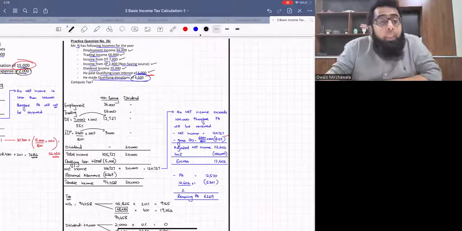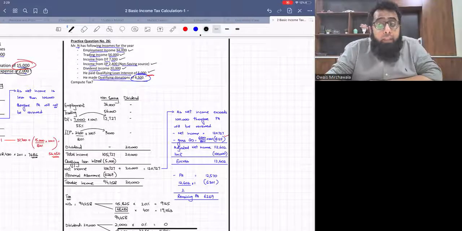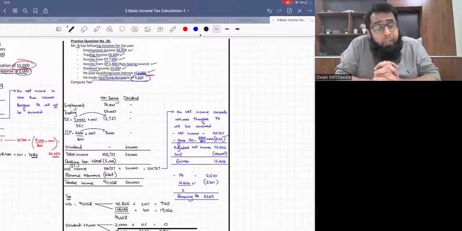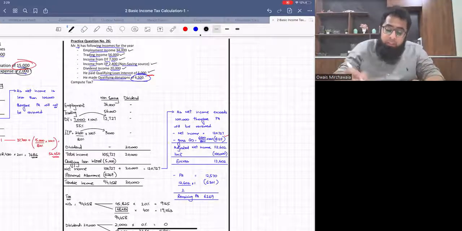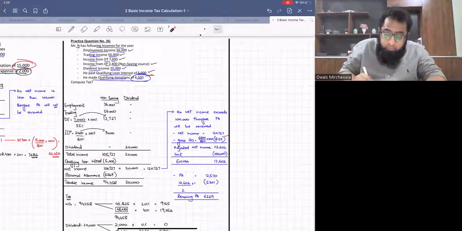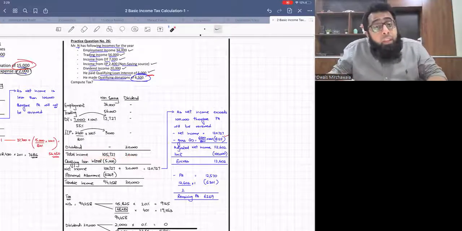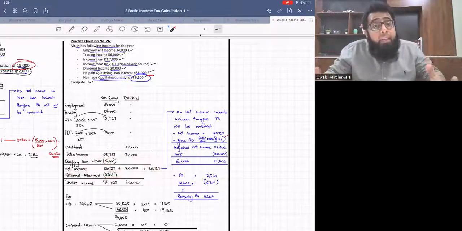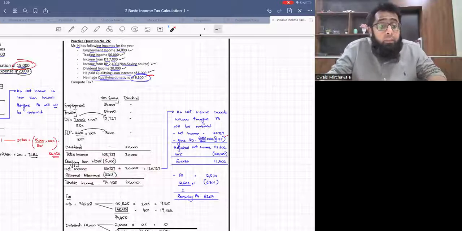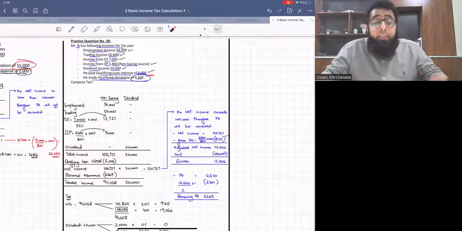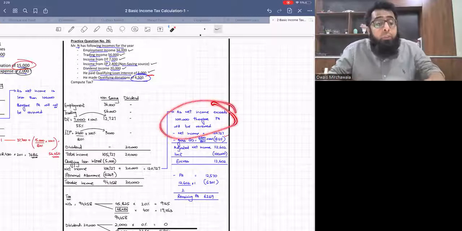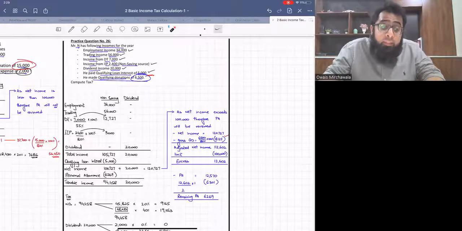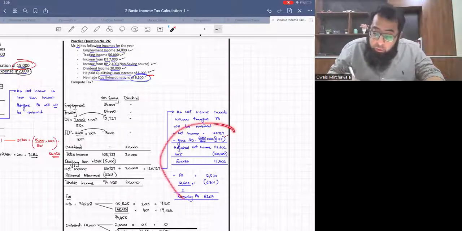So if I repeat it again, first what we did was we classified the incomes in the relevant heads. We worked out the withholding tax concept. Then we arrived at the value of total income, from which we deducted qualifying loan interest to calculate the value of net income. Now the sum of the net income exceeds 100,000. If the sum of net income exceeds 100,000, the personal allowance needs to be reviewed.